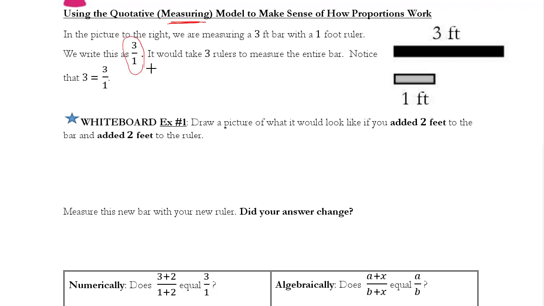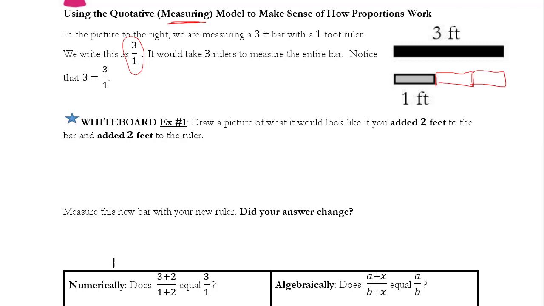Okay, that's easy. We could say it would take 3 rulers to measure this entire bar. So there's 1 ruler, there's 2, there's 3. Pretty simple. And that's why 3 is equal to 3/1, length of 3 measured with a ruler of 1. Okay, so let's take a second and draw a picture of what it would look like if we just added.